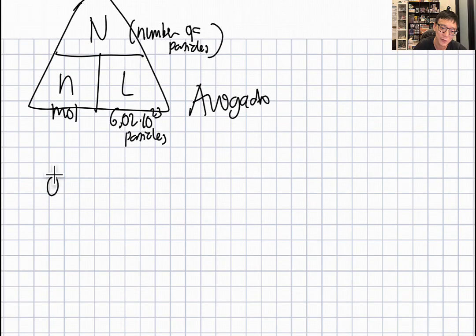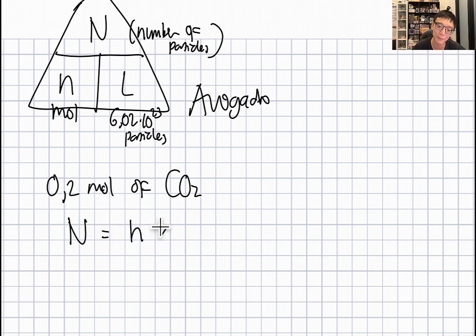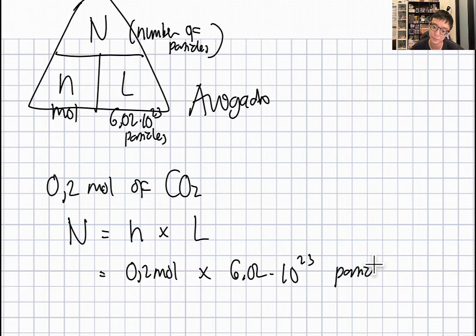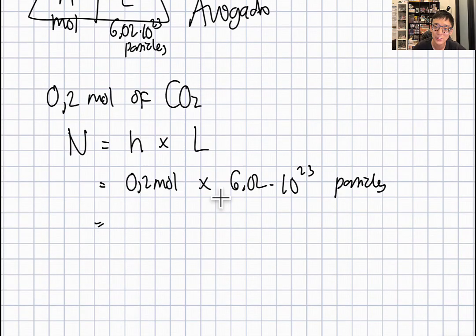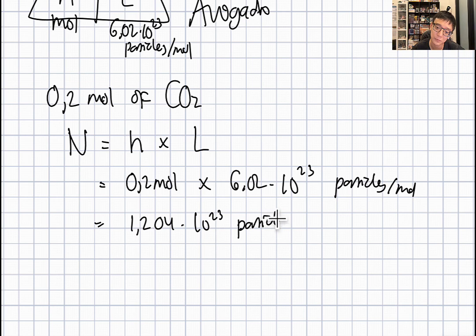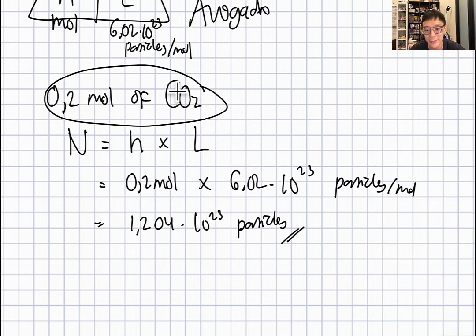So for example, you have 0.2 mole of carbon dioxide. What would be the number of particles? It will be just mole multiplied by the Avogadro constant. So 0.2 mole multiplied by 6.02 times 10 to the 23 particles per mole. So the result would be 1.204 times 10 to the power of 23 particles. So it would be this amount of particles inside 0.2 mole of carbon dioxide.